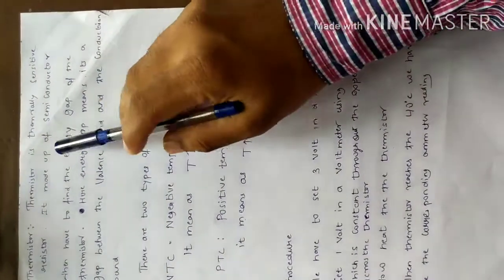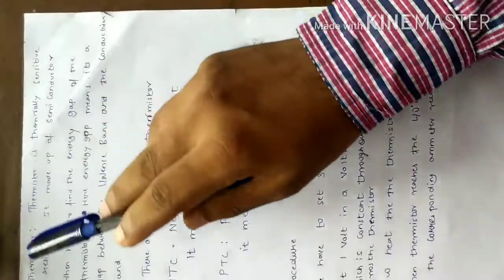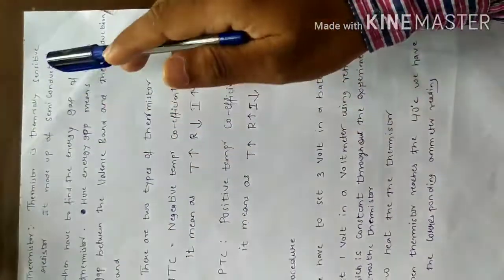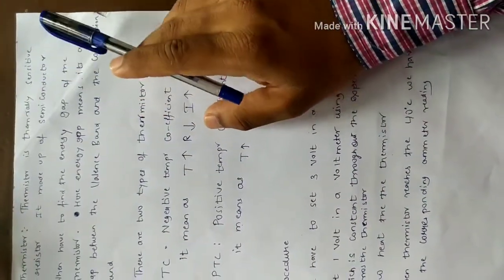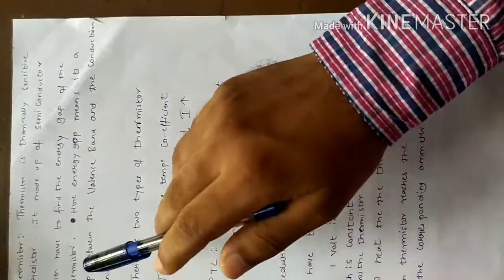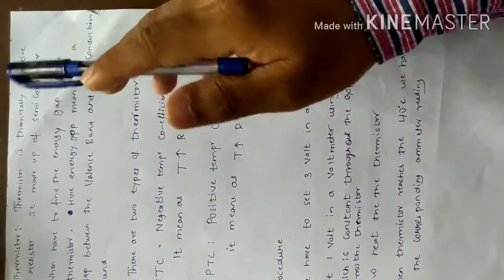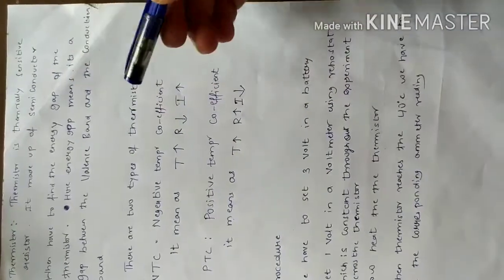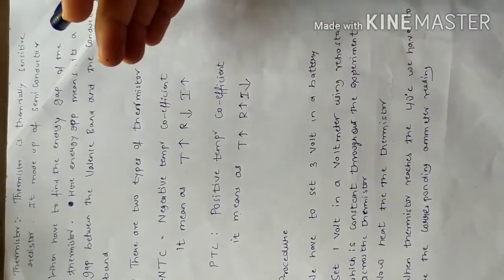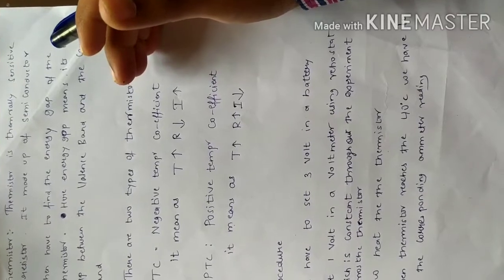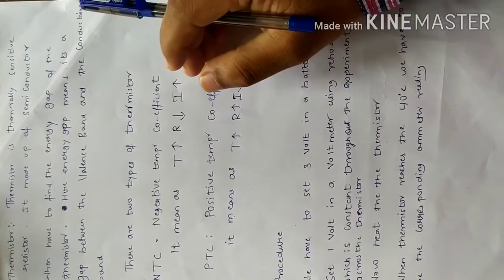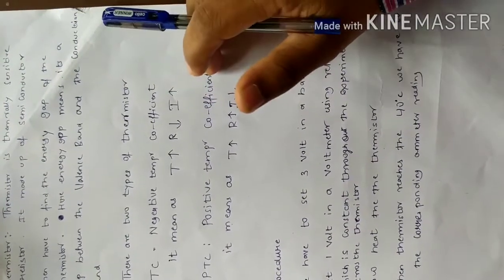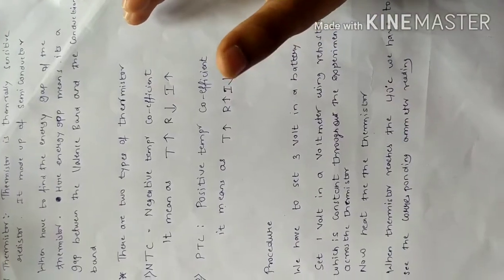What is a thermistor? A thermistor is a thermally sensitive resistor. It is made up of a semiconductor material. We have to find out the energy gap of the thermistor. What is the energy gap? It is the difference between the valence band and the conduction band. It means the energy required for the electron to jump from the valence band to the conduction band.